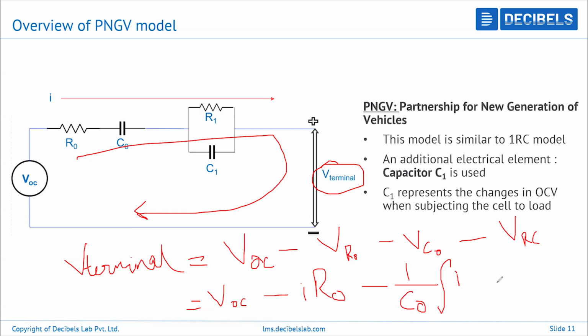We know that the current across the capacitor is equal to C into dV by dt, right? So the C would be your capacitance, which is utilized in this model. If you rearrange the equation and say dV by dt is equal to integral I into 1 by C0, then we get this voltage drop here. Then minus VRC, which we solve utilizing Kirchhoff's current law.